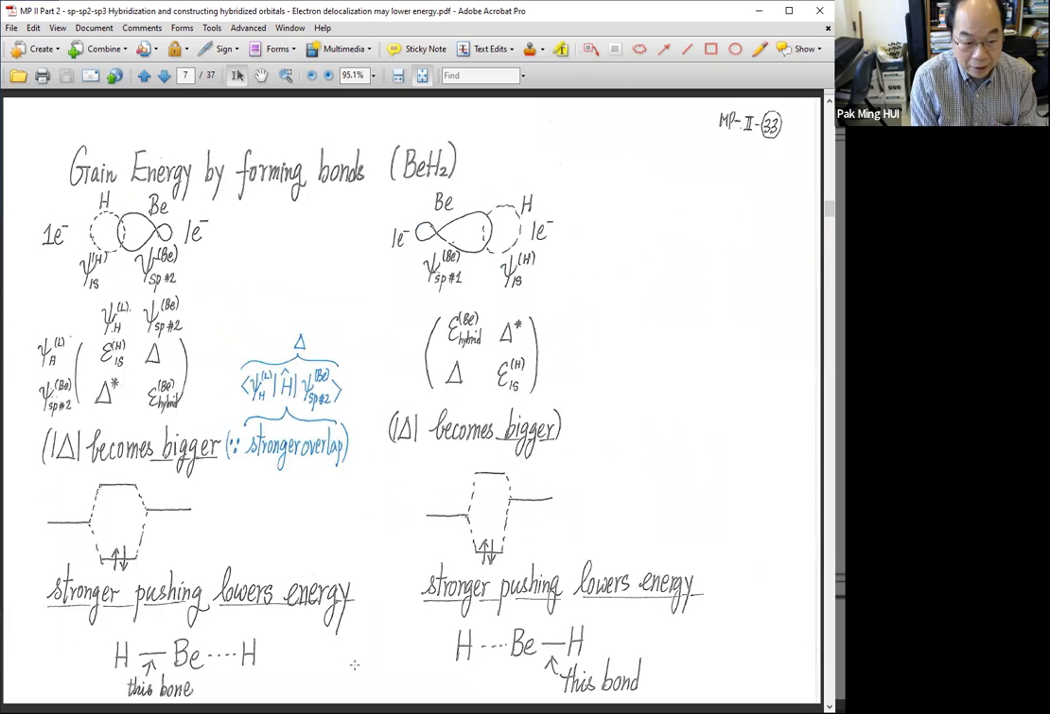Okay? So we can separate the bonding into 2 stories now. 2x2, this is now not too small because of focusing electron density. The pushing is stronger, therefore gain more energy. You have 2 electrons forming a bond here. You have another 2 electrons forming the bond there. So this is this bond, this is that bond. The whole thing is linear.